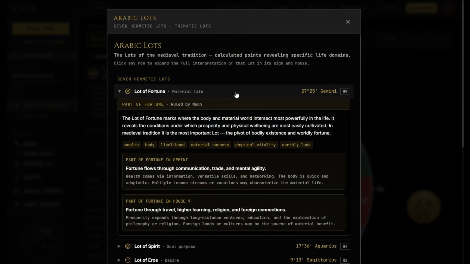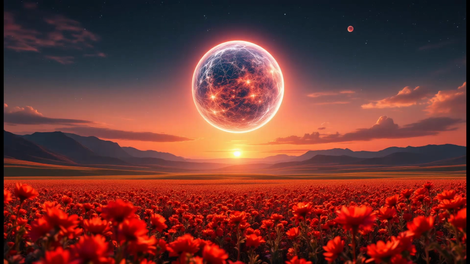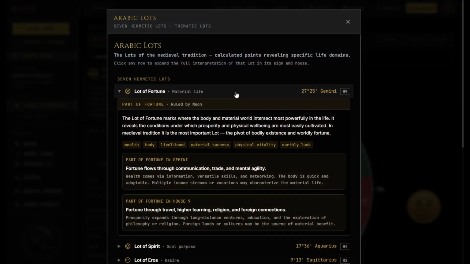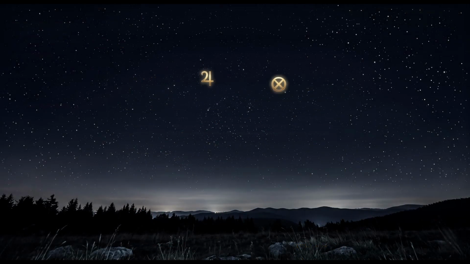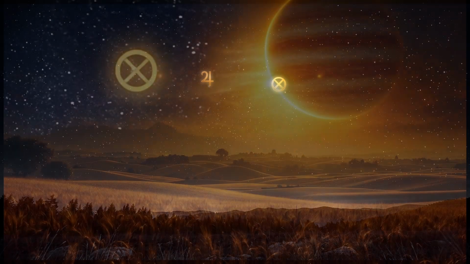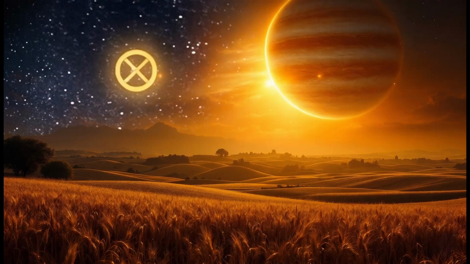Fortune is also the starting point for one of the most important observations in traditional prediction. When planets transit or direct to the degree of fortune, material circumstances shift. A Jupiter transit to your lot of fortune is a genuinely significant event.